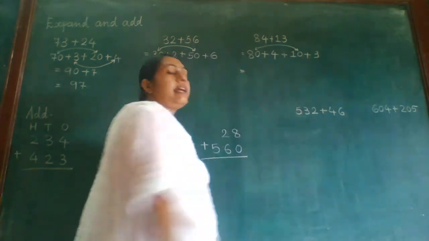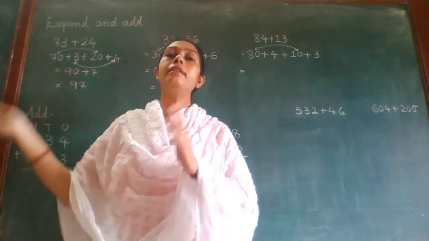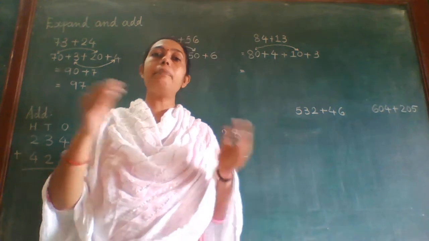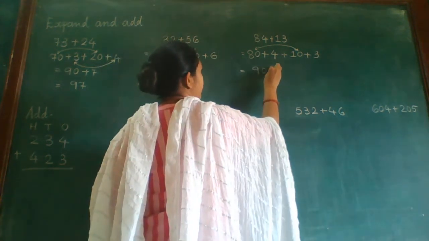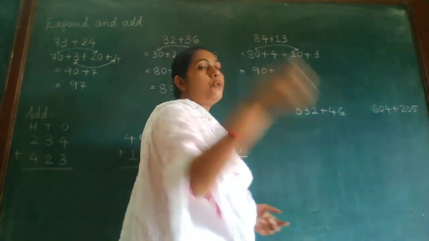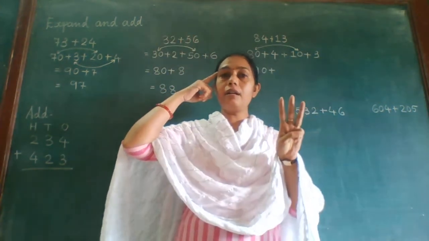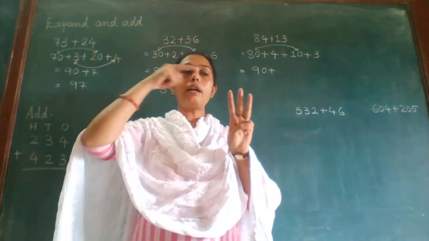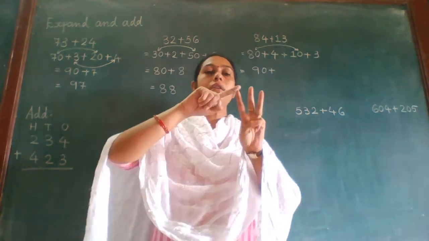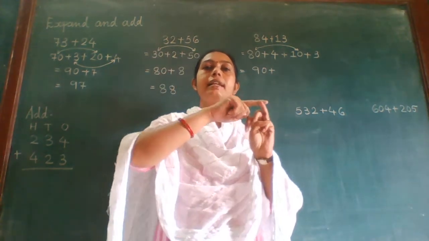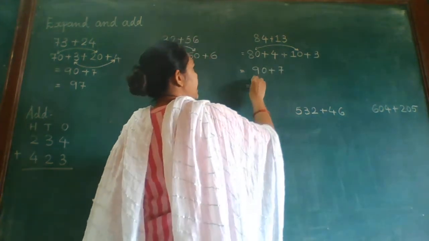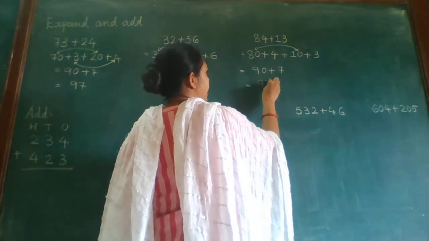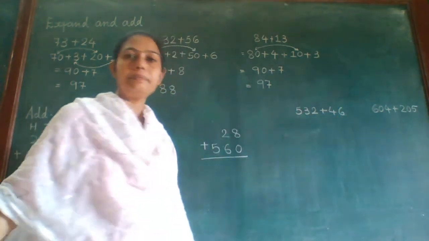Now we add tens place. 80 plus 10. We have 80 and we got another 10. So 80 plus 10, 90. Plus 4 plus 3. 4 keep in your mind. Take 3 fingers. So after 4 count 3 fingers. So after 4, 5, 6, 7. So here we write 7. Now 90 plus 7, 97.